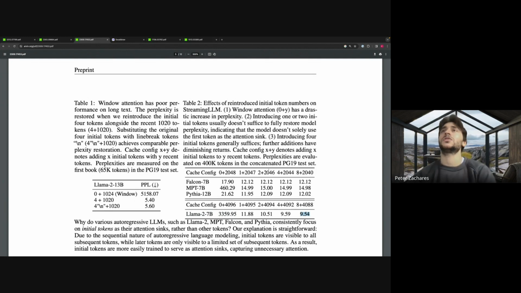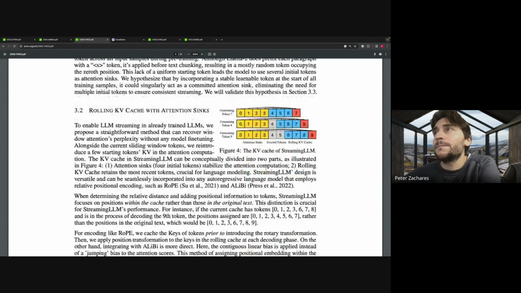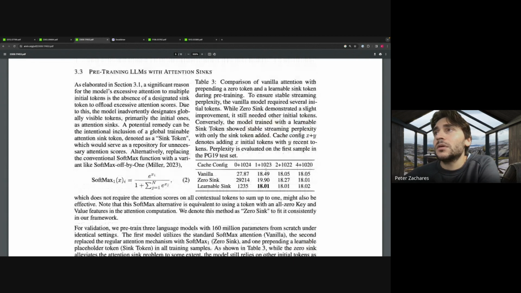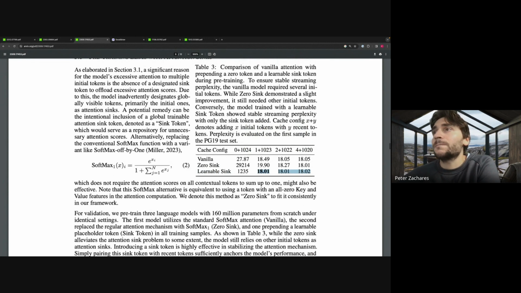But what they also do is they train a language model with a special attention sink token at the beginning, which they call a learnable sink. You can see that just having that one token that's been trained to work as an attention sink decreases the perplexity by two orders of magnitude, and you don't really need to add any more tokens. So they show that you can just use a learnable attention sink.